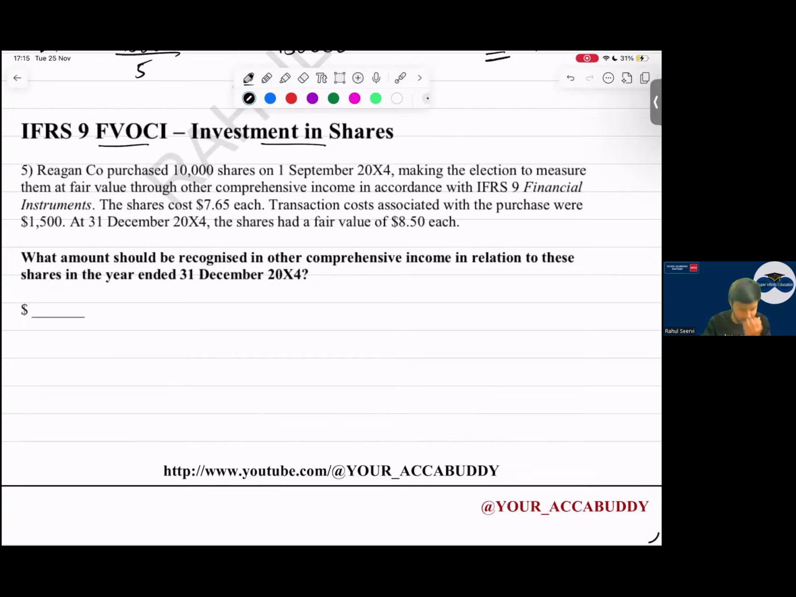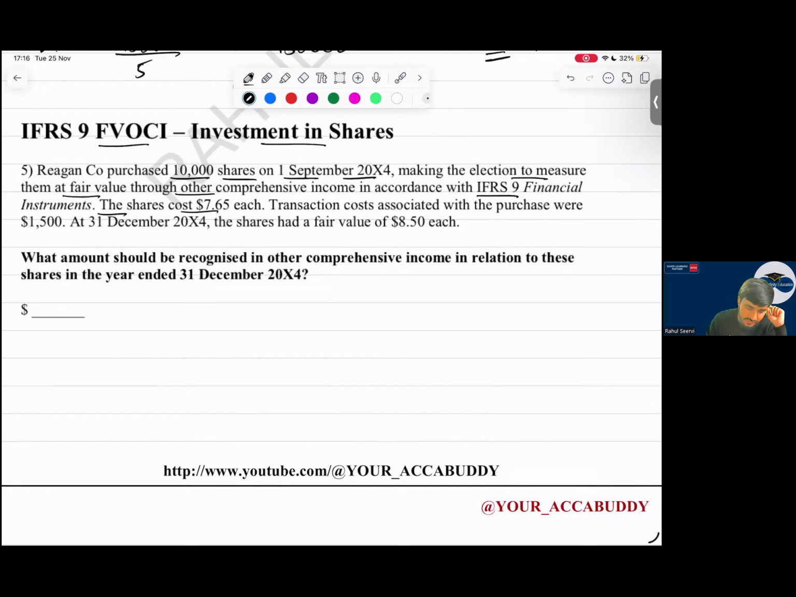Now, chalo, let us read the question. R purchased 10,000 shares on 1st September 20X4. How many shares did they purchase? The company is purchasing 10,000 shares on 1st September 20X4, making the election to measure them at fair value through OCI in accordance with IFRS 9.